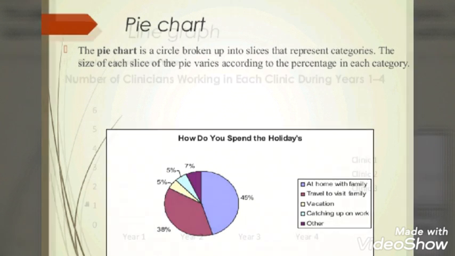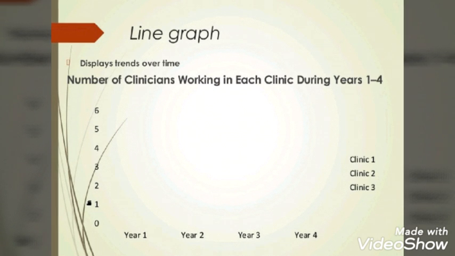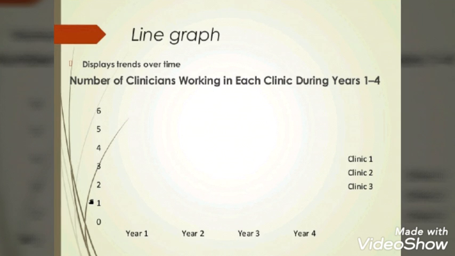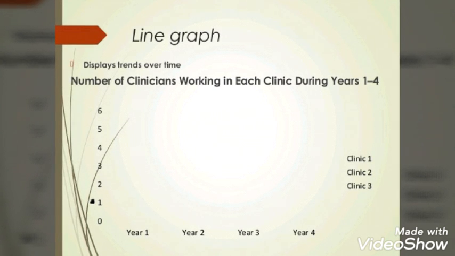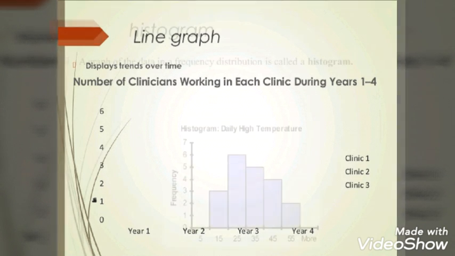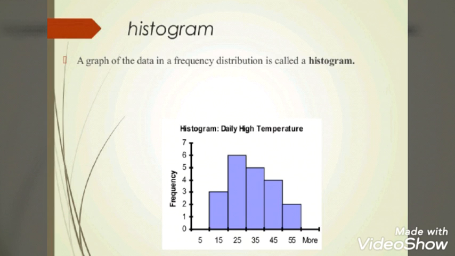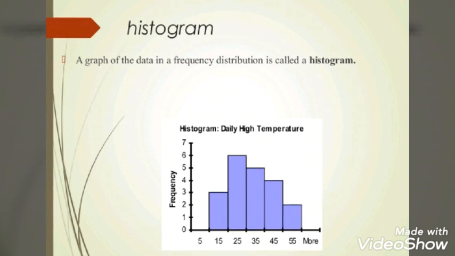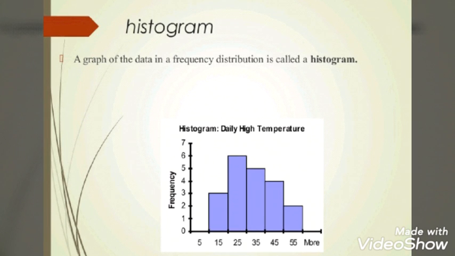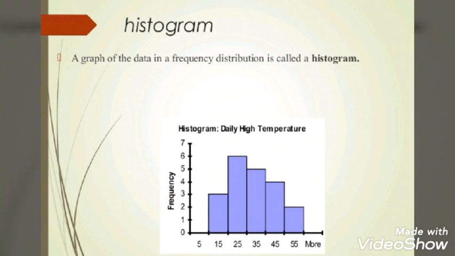Then we will go for the line graph. In a line graph, it shows the degree of inclination or declination, where you will be joining point to point to show your increment or decrement. Then we will go for the next, that is histogram. A histogram is also like a bar diagram, but it is presented longitudinally. A graph of the data in a frequency distribution is called a histogram. It mainly shows the frequency, how much there is change, increase or decrease.